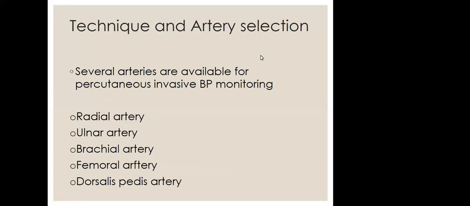And technique and artery selection. There are different arteries that can be cannulated percutaneously for the monitoring of the invasive blood pressure. These are radial artery, ulnar artery, brachial artery, femoral and dorsalis pedis artery. But frequently we use the radial artery. And for the selection of radial artery, we have to do the Allen's test first. Allen test is used to check whether the collateral circulation is present or not. If it is not, we have to check the other limb so that we can do the cannulation on the other hand or other artery. We should not do the cannulation in that artery, because it will hinder the blood circulation.